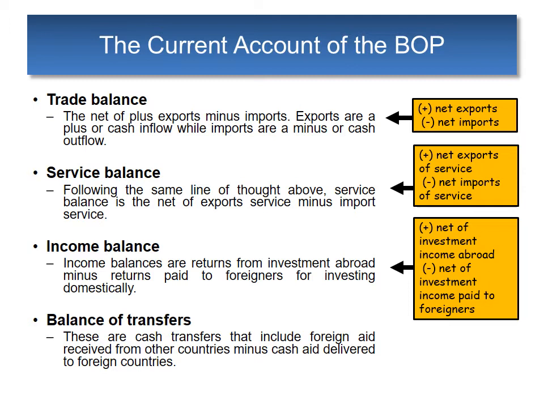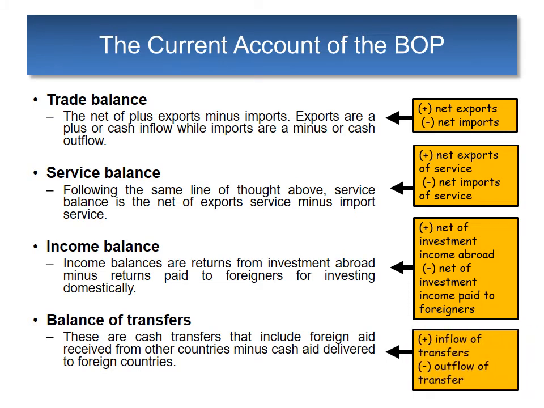Balance of transfers are cash transfers that include foreign aid received from other countries minus cash aid delivered to foreign countries. So when the Philippines receives foreign aid from Japan, China, or the U.S., this represents a plus for our balance of transfers. When we deliver cash aid to other countries, this is a minus for our balance of transfers.